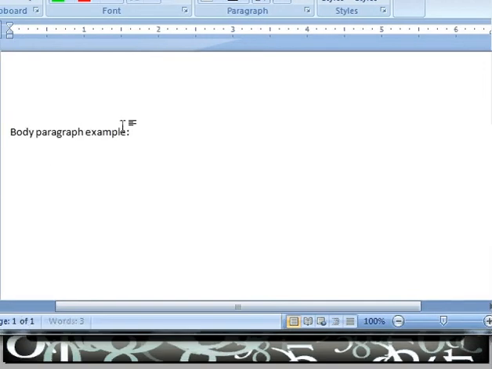So here's your body paragraph example. Always indent. Always indent your paragraph. The first line should always be indented. I cannot stress that enough. Okay. So if we are doing a colony approach, so I would say the New England colonies.